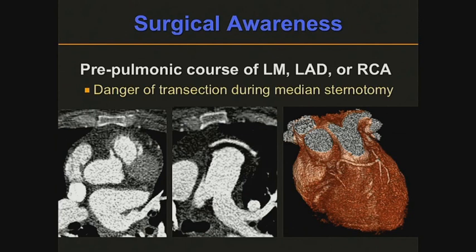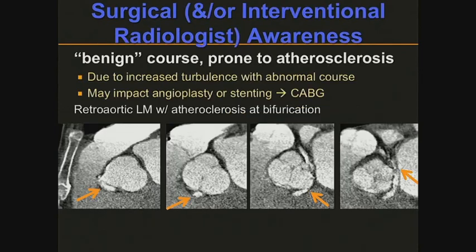Here's a pre-pulmonic course where we can see that the left main coronary is traveling anteriorly, and as it's going anteriorly, if this patient is going to have a sternotomy for any other reason, they can transect it.